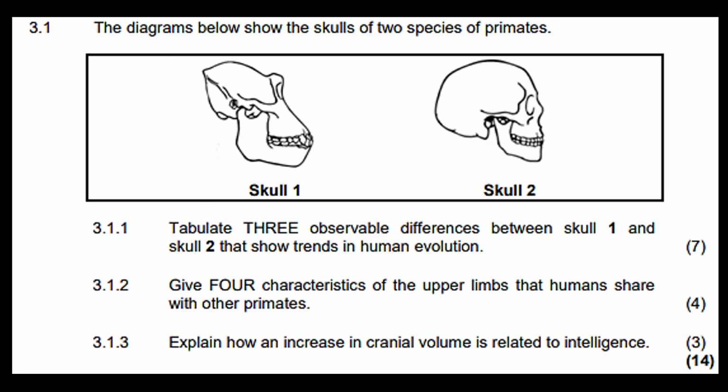So the diagram below shows the skulls of two species of primates, skull 1 and skull 2. Now tabulate 3 observable differences between skull 1 and skull 2 that show trends in human evolution. That is question 3.1.1. 3.1.2, give 4 characteristics of the upper limbs that humans share with other primates for 4 marks. And then explain how increase in cranial volume is related to intelligence.